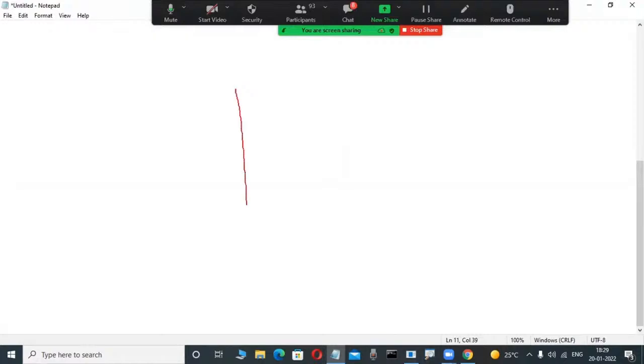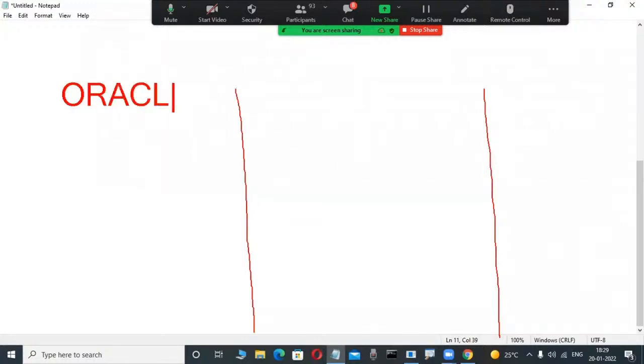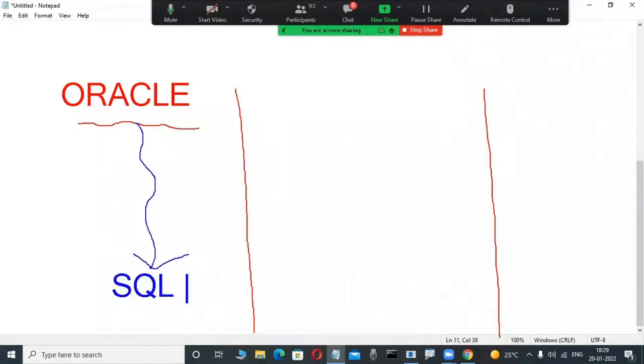Suppose I am working in a company. Whenever I am working in a company, I have a doubt, and you may also have a doubt. I'm working on Oracle projects. Oracle is a relational database product. If I want to operate this relational database product, I use SQL on my company side. SQL is a language.